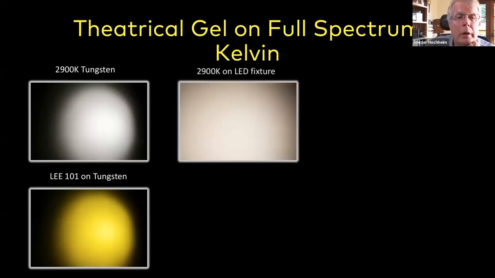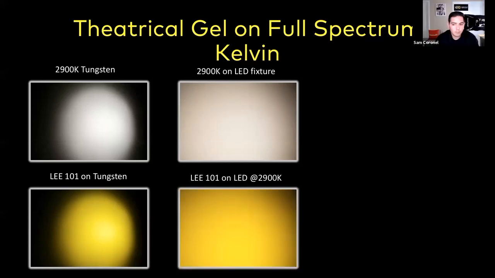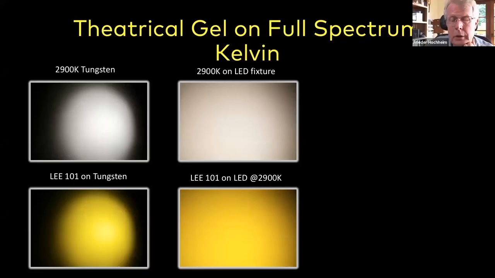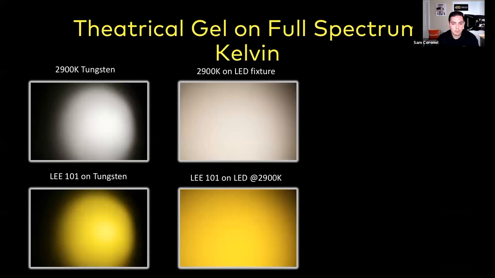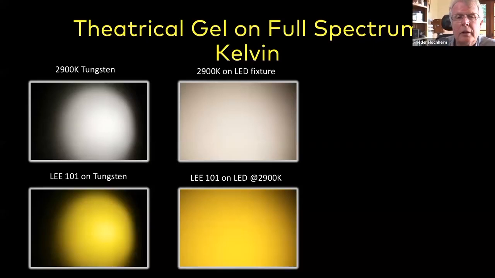Let's use an LED dialed to 2900 on the LED fixture. Let's add a gel to that fixture. It's a pretty good match. And then we said, okay, now we're just going to use the LED fixture. We are going to dial in Lee 101. The white zone is still set at 2900 Kelvin. The camera is still set to 2900 Kelvin. Let's see what that looks like.